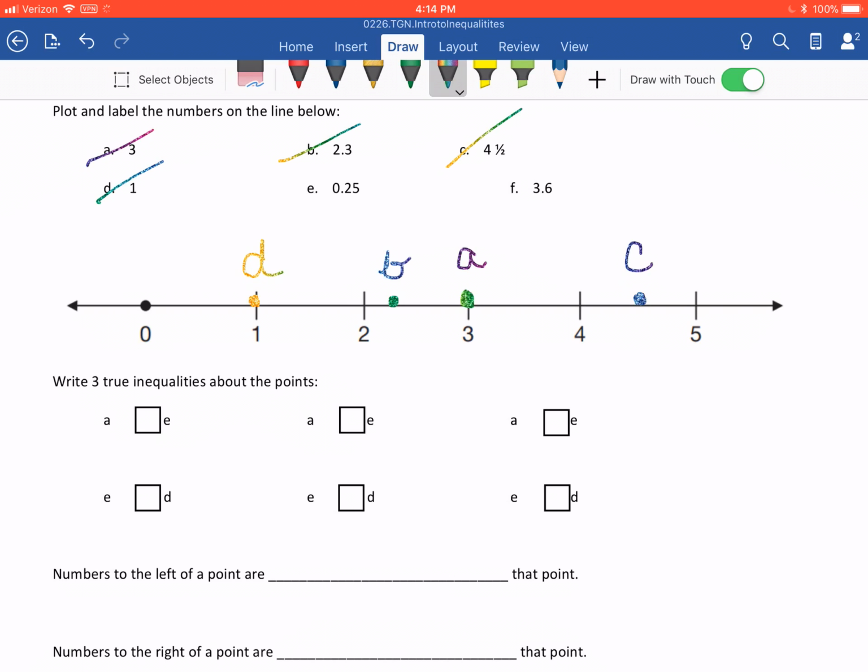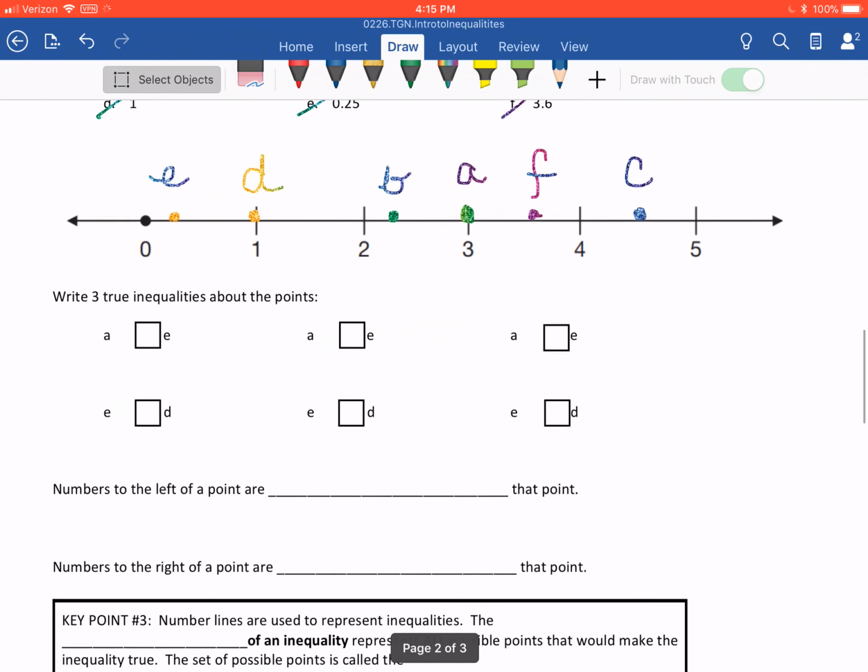E should be at 25 hundredths, which we know is 25 cents of a dollar, that's 1/4. 1/4 would be about right here, point E. 3 and 6/10, that's going to be a little bit more than 3.5, 3 and 5/10, so I can put an F right there. All of my points are now labeled. We can take a look at our inequalities below. We want to write 3 true inequalities about our points.